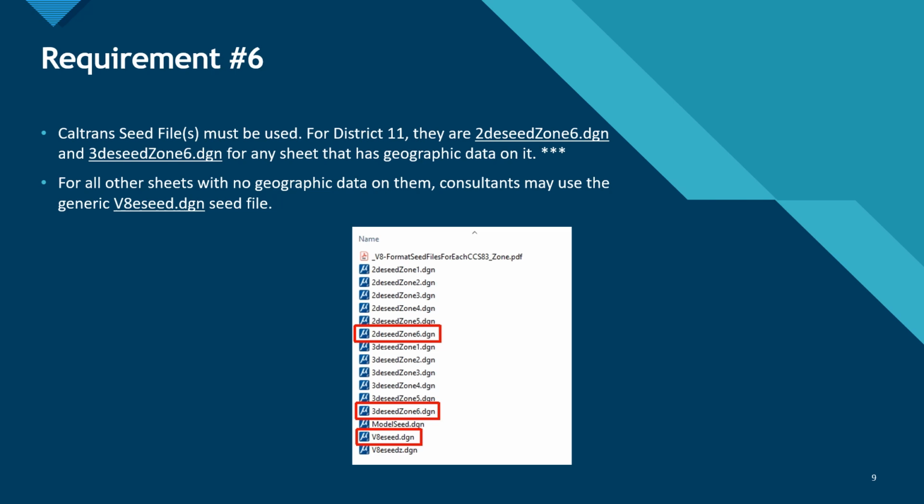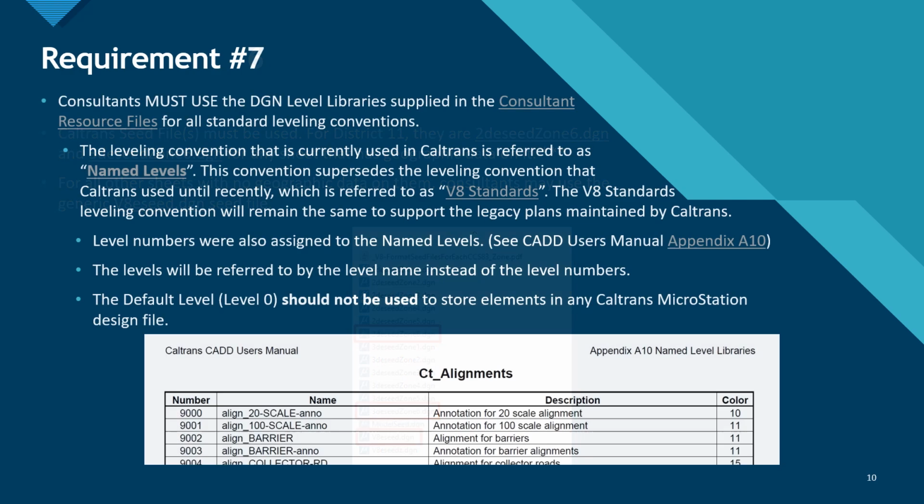Requirement number 6 states Caltrans seed files must be used. For District 11, those seed files are 2D eSeed zone6.dgn and 3D eSeed zone6.dgn for all sheets that have geographic data on them. For all other sheets that do not contain any geographic data, the generic v8 eSeed.dgn seed file may be used.